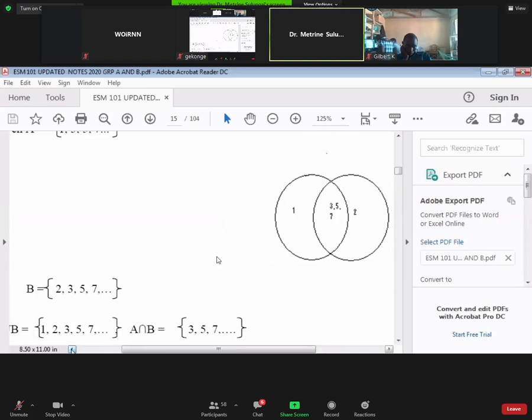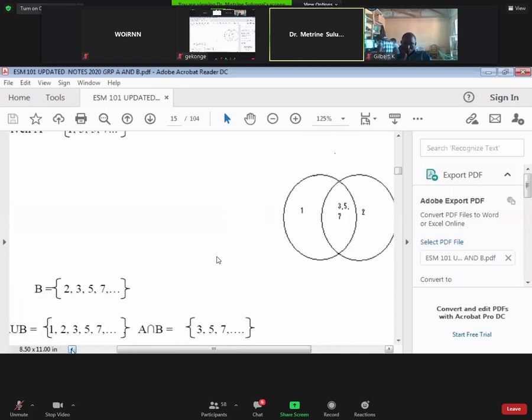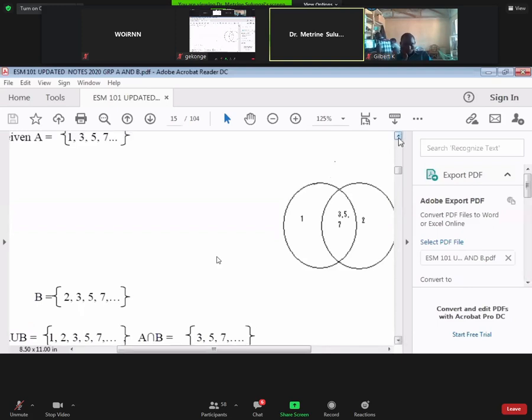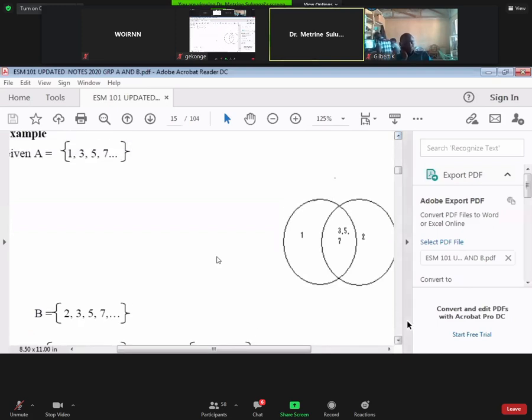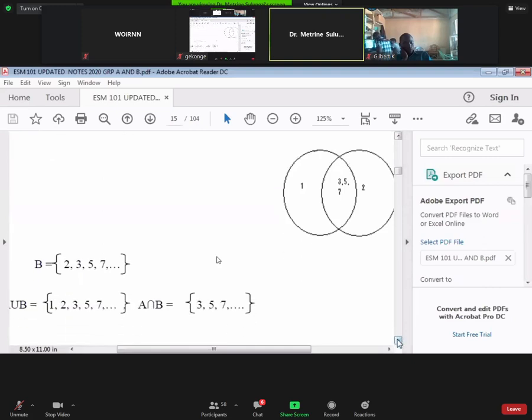So we are simply saying, if B, that is the elements of B, and that is the elements of A, therefore, in union, we are putting all the elements together. And in that section, we are putting the elements that are appearing in both. And I've given an example.